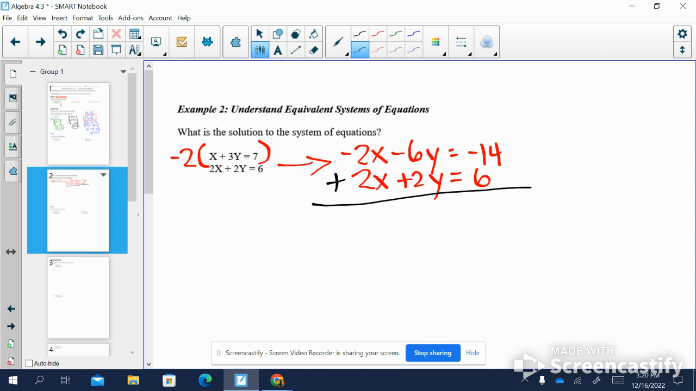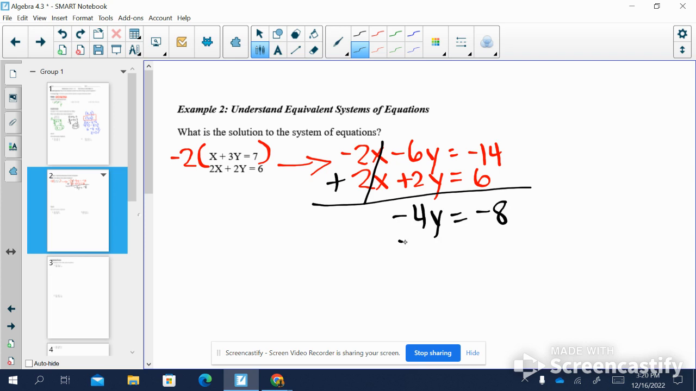I'm going to add vertically. -2x plus 2x cancels. We're left with 0 x's. -6y plus 2y gets us a -4y. And -14 plus 6 gets us a -8.